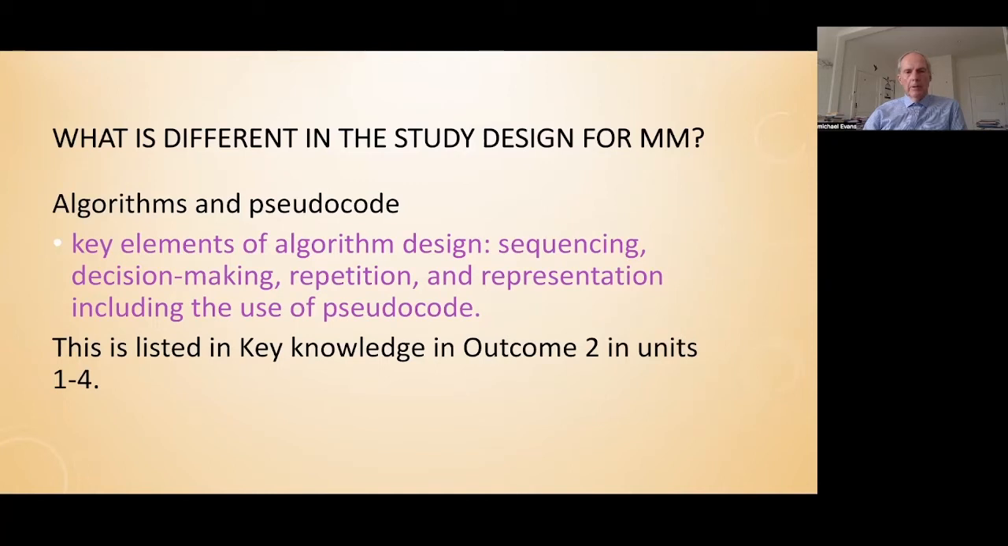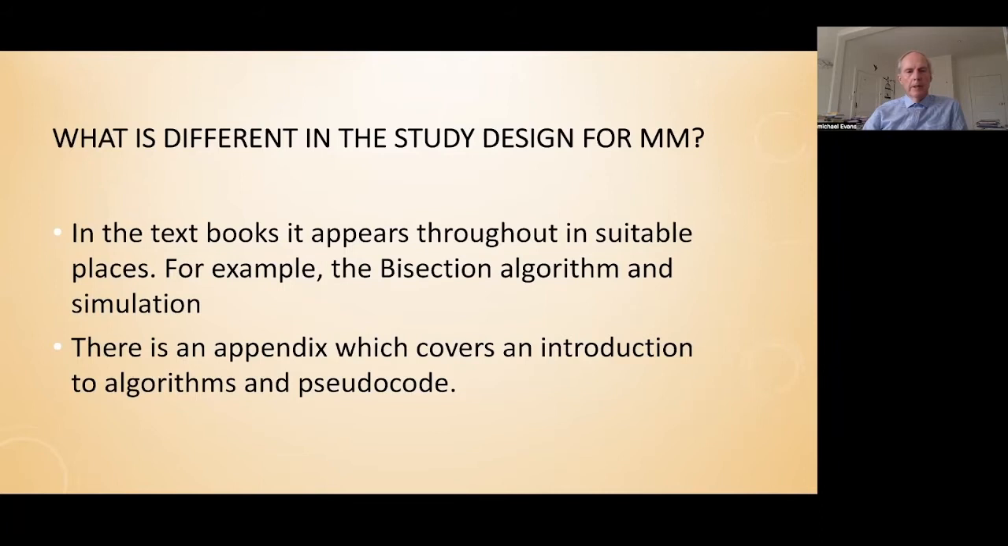Algorithms and pseudocode is another important part of these new courses. That's the excerpt from the study design there, and it's listed in the key knowledge in outcome 2 in units 1 to 4. So it's all the way through that the students are meant to have an understanding of this. In the textbook, it appears in suitable places, for example, bisection, algorithm, and simulation. That's in particular for Math Methods 1 and 2, and this is repeated in 3 and 4, and in Specialist Maths, I may add too, where there are places we can use it.